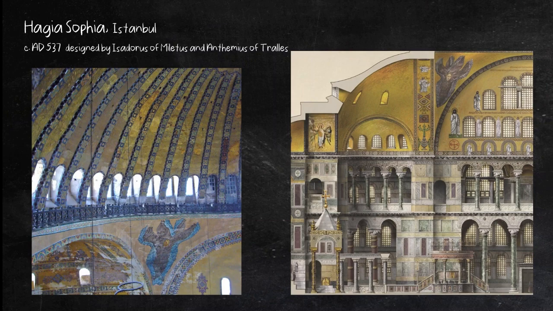Now, the part of the dome that is subjected to the most stress is the base. That's the part that you want to have the most solid. And here you see it's pierced by windows so that it looks like the dome is actually floating on this layer of light. And this is only possible because the windows themselves are arched. They transfer the stress down to the pendentives, which then send it down further into the four massive piers.